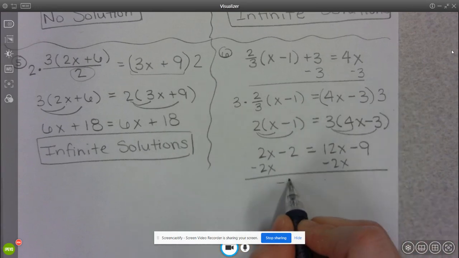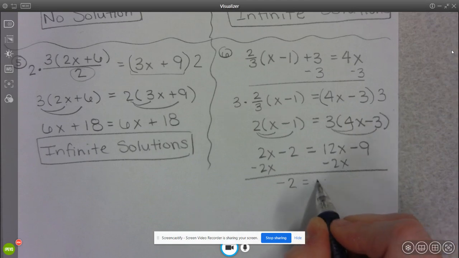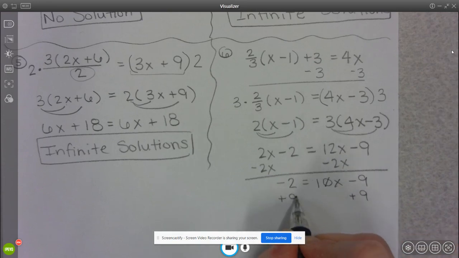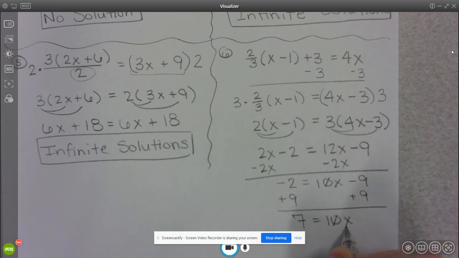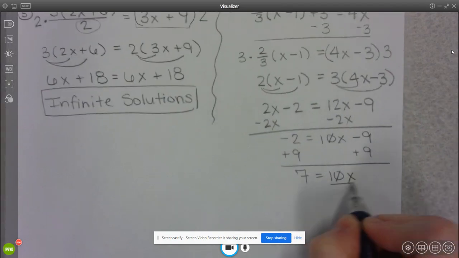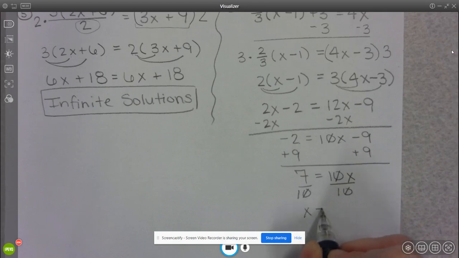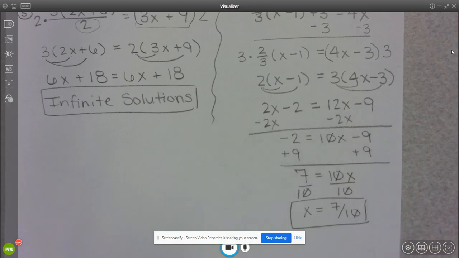So I'm going to move x first. And I'm going to add 9. So this tells me that 7 is equal to 10x. And I'm going to divide by 10. So x is 7/10. And yes, I am leaving my answer as a fraction.